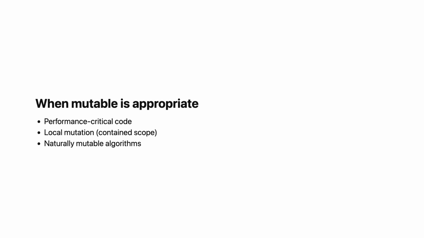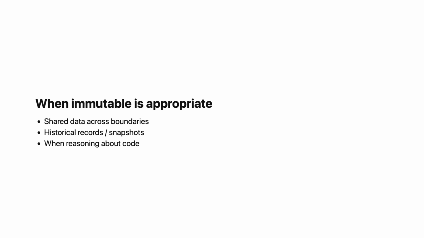Some algorithms are naturally expressed with mutation. In-place sorting. Graph algorithms that update visited nodes. Fighting against the natural expression adds complexity. The key is scope. If mutable data stays local, under your control, mutation is manageable. If mutable data is shared widely, problems multiply.